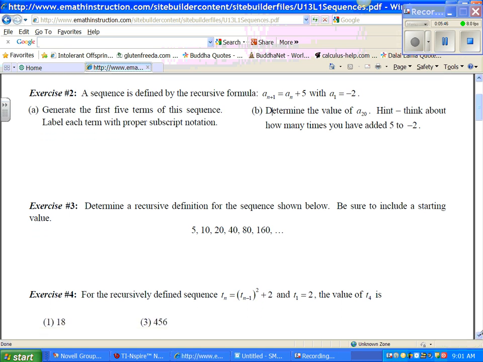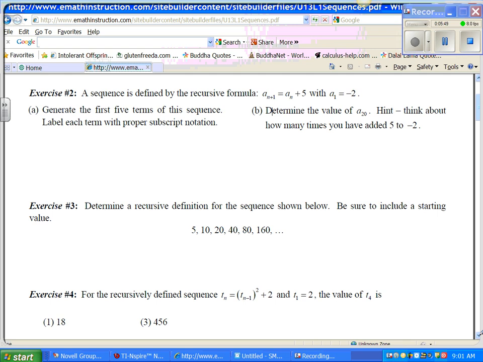All right, so a sequence is defined by the recursive formula a sub n plus 1 equals a sub n plus 5, where a sub 1 equals -2. Something important we have to talk about before we go any further. Lots of n's there, right? You have to know what they mean.